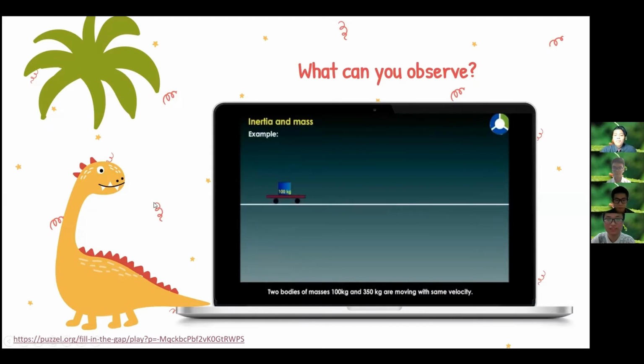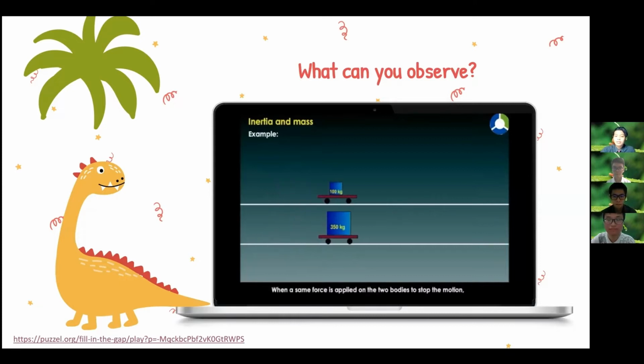Two bodies of masses 100 kilograms and 350 kilograms are moving with the same velocity. When the same force is applied on the two bodies to stop the motion, it can be seen that the lighter body comes to rest within a short time, whereas the heavier body takes a little more time to stop the motion.